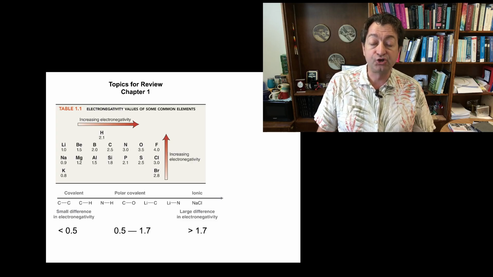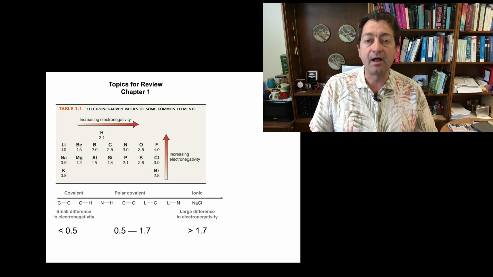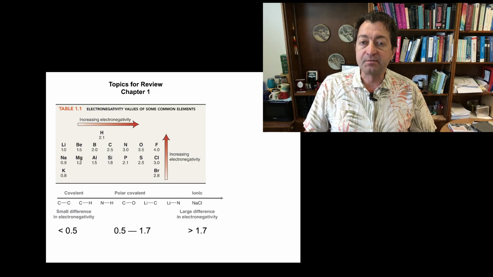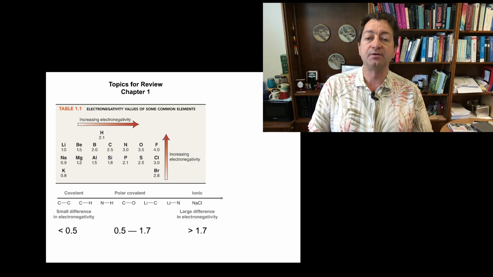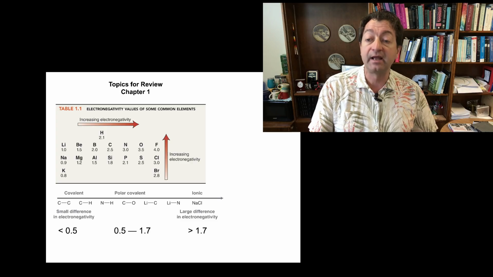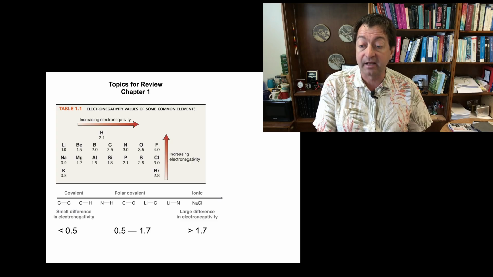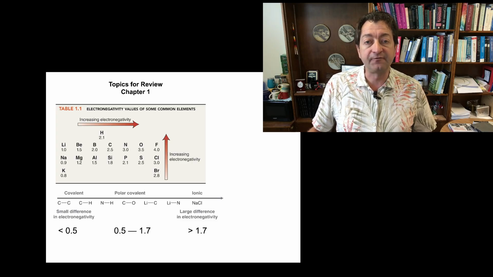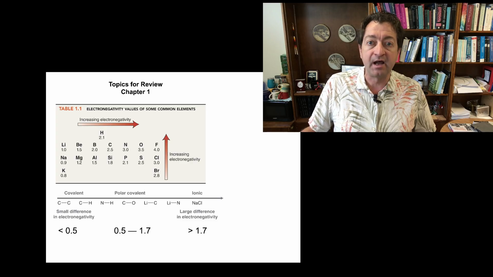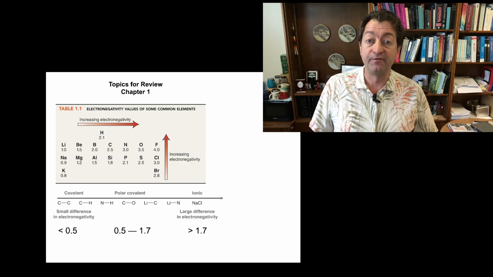And so the trend is shown here in a table. The absolute value of the numbers, while it's a bit helpful if you remember them, matters a bit less than just remembering the general trends on the periodic table: electronegativity increases as you go up the periodic table within a group, and increases as you go across, with fluorine being the most electronegative element. And it's the difference in those electronegativity values that helps us predict the characteristics of a particular covalent bond.